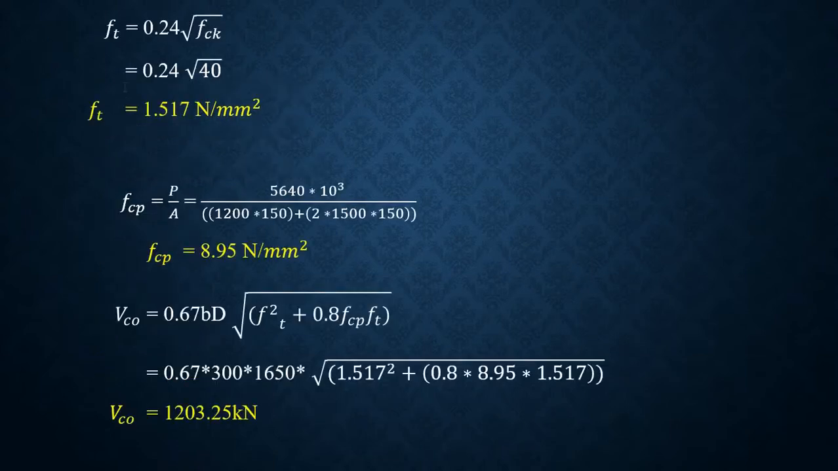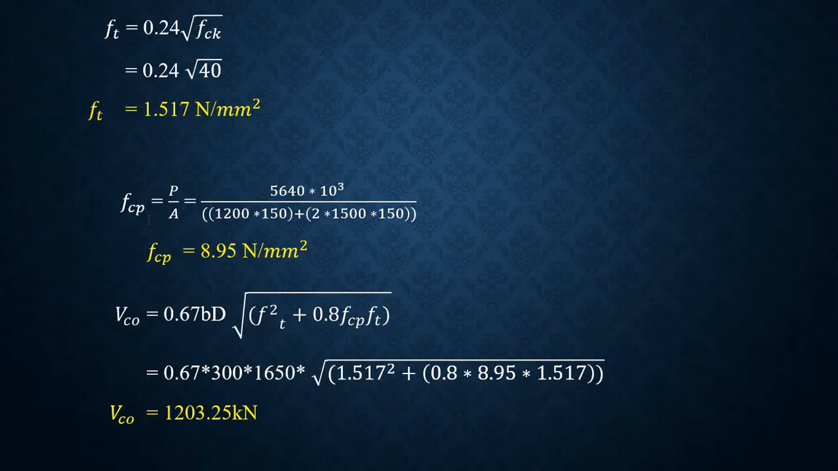Next is the calculation of FT, where FT is nothing but maximum principal tensile stress. If FT value is given in the question, then directly take that, or else you should use a formula as 0.24 into root of FCK to calculate FT value. FCK is given, that is 40. You will get FT as 1.517 Newton per mm square.